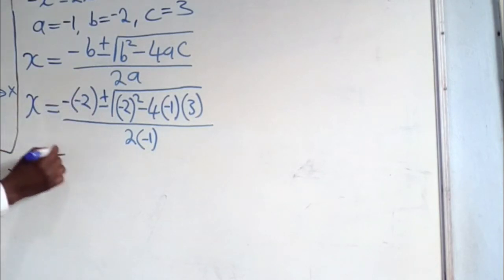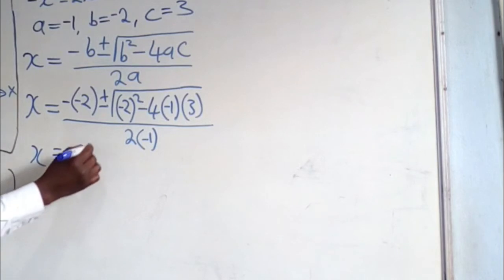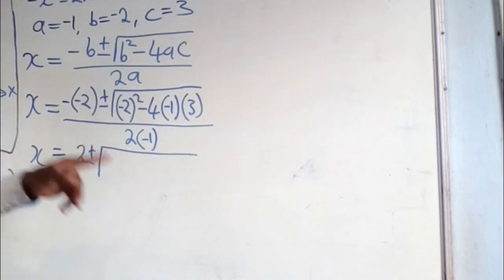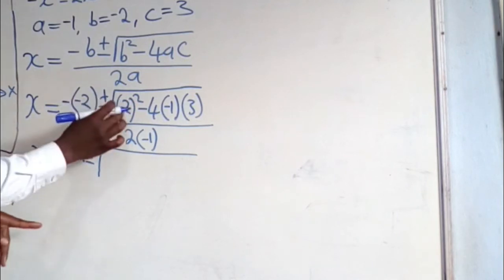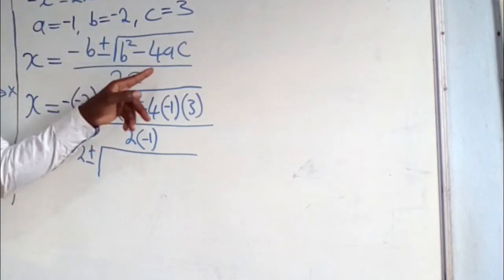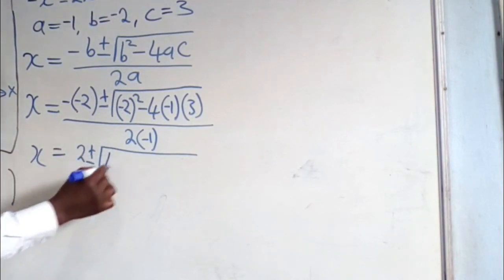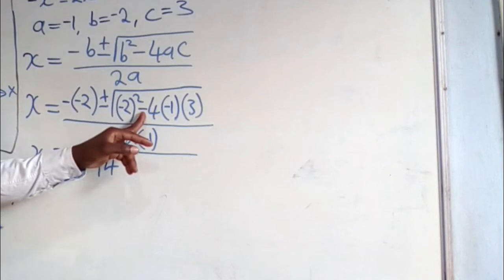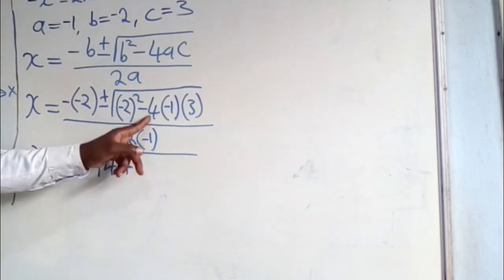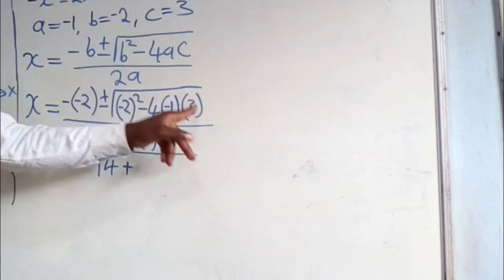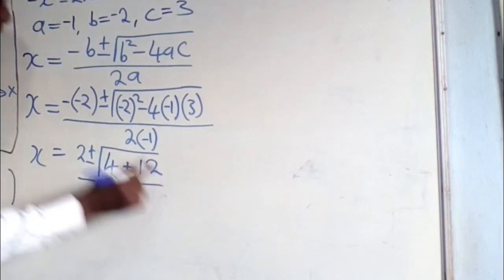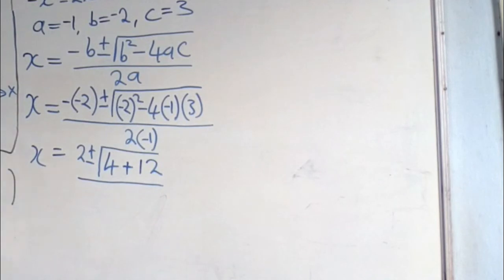Negative times negative is positive. So we have x is equal to 2 plus or minus root of. Negative 2 to the power 2 does not mean negative 2 times 2. It means this negative 2 is multiplying itself two times, so negative 2 times negative 2, which will give you a positive 4. So we have a 4 there. Negative times negative is positive, so we have a positive here. 4 times 1 times 3 will give you 12. So we have the number 12. Then over 2 times -1 will give you -2. So we have -2 here.